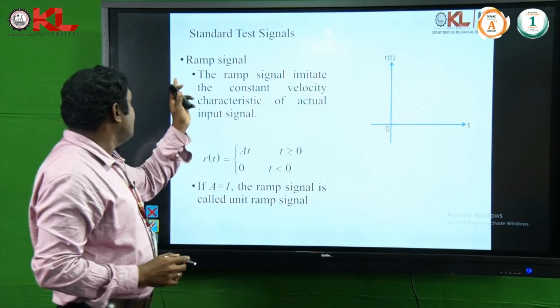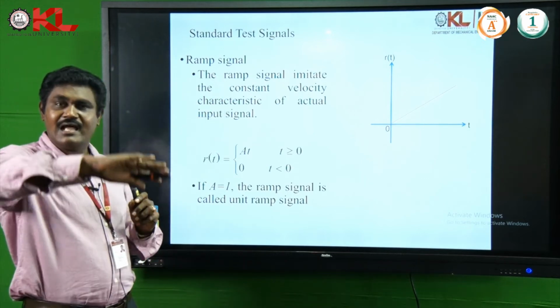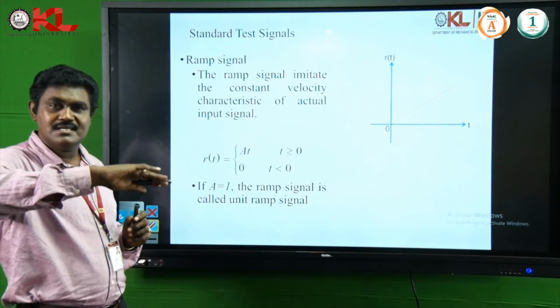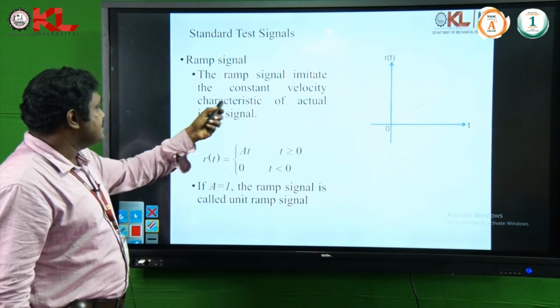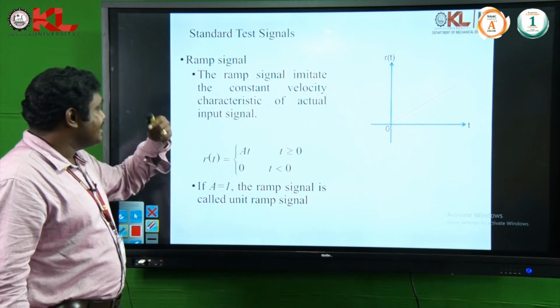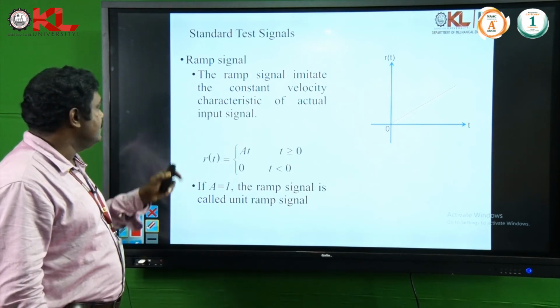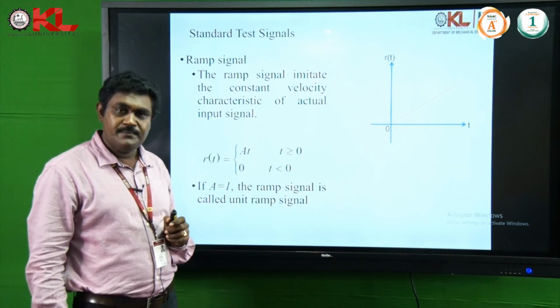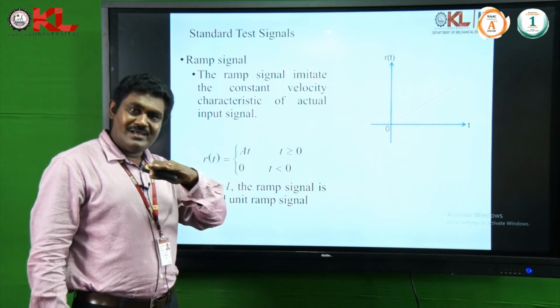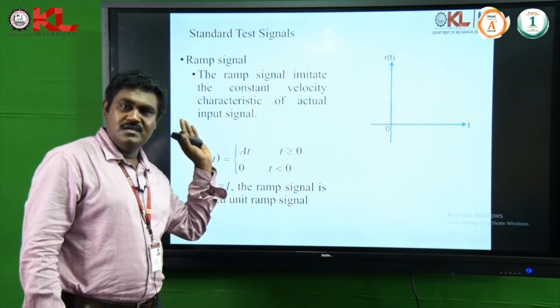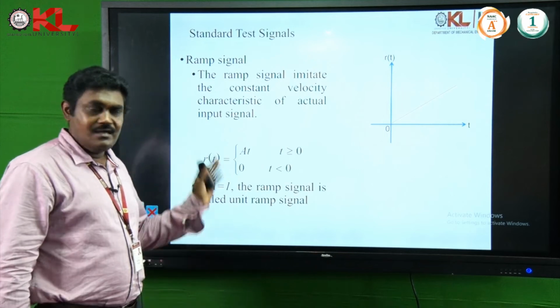Okay. So, that is called a ramp signal. It is like a ramp, how this value is increasing like a ramp. The ramp signal imitates the constant velocity characteristic of actual input signals. It has the constant velocity of the signals, or generally we go for the ramp signals.